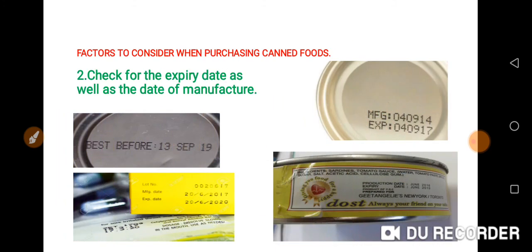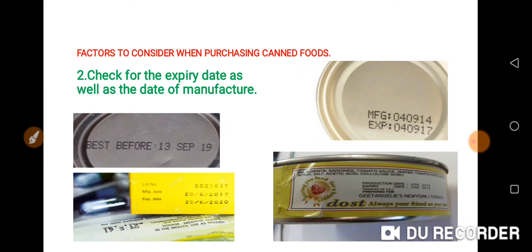Then the next one, you need to check the expiry date as well as the date of manufacture. As you can see on this picture, you see MFG, EXP. MFG means the manufacturing date. Then EXP means expiry date. And you can see another one, best before. This best before means expiry date.